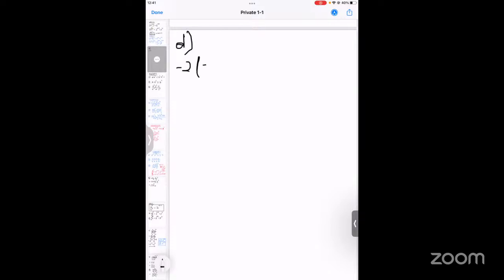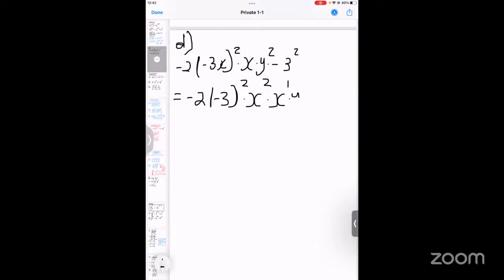So we have negative 3x, and then we have a squared there, we have x, y, and then we have a dot in between, and then negative 3. Okay, so this is negative 2 multiply negative 3 squared, and then we have x squared, and we have 1 there, we have 2 there, and then this is negative, that gives us 9.